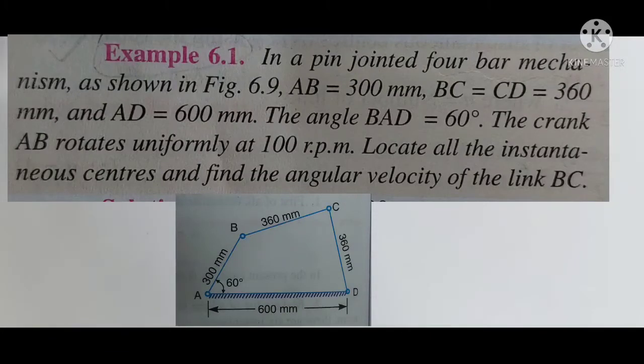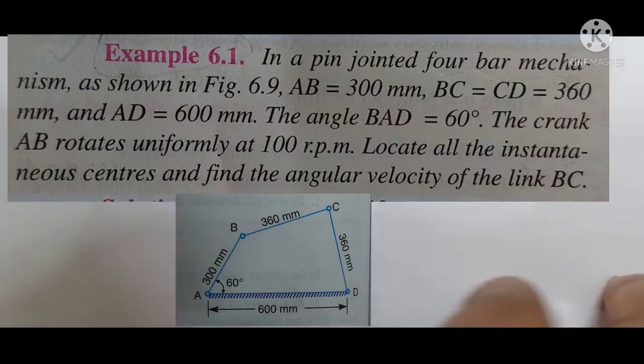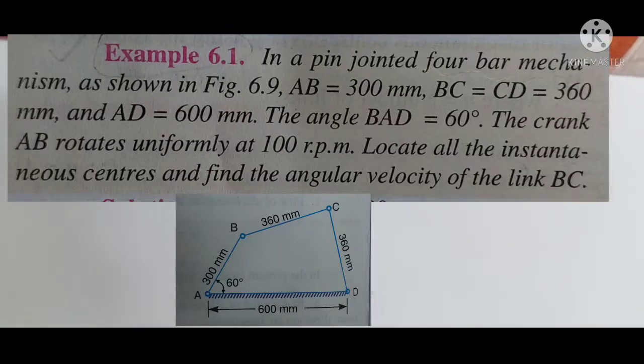Okay, so initially, first you write down the given data. Then you draw the space diagram for the given configuration. Later you have to locate the instantaneous centers. When two instantaneous centers are located in a straight line, the third center is also located in the same straight line. So the given data.